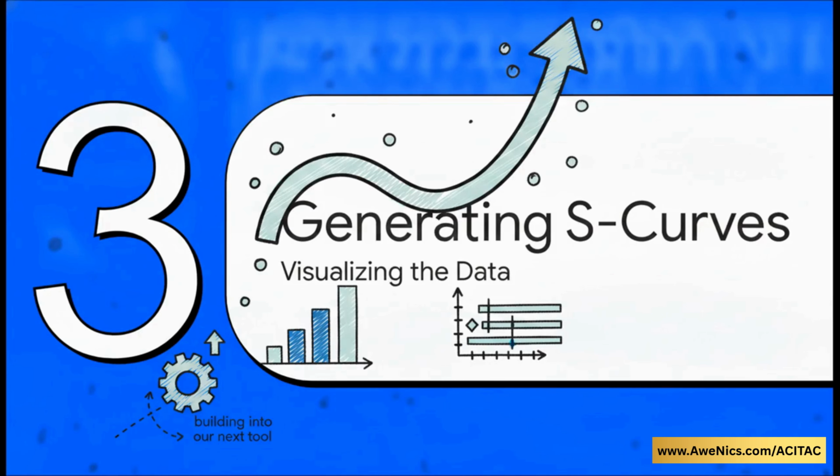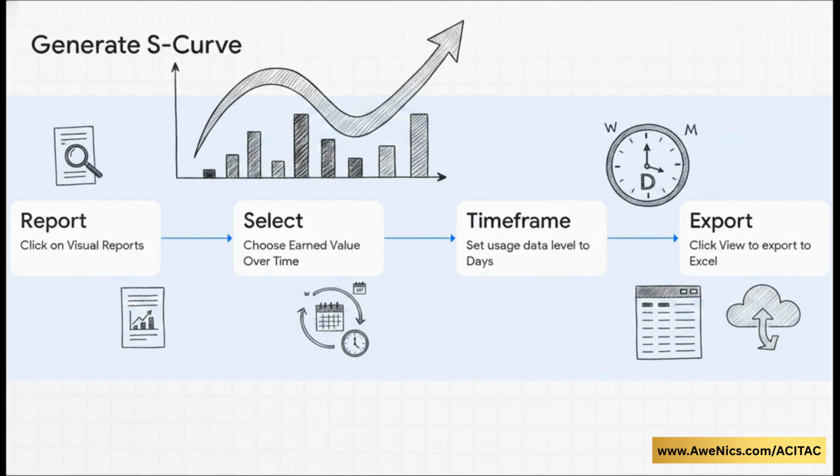All right, Section 3. Generating the S-curve. EVM tables are great for you as the project manager, but let's be real, your stakeholders are going to want visuals. Generating an S-curve in MS Project takes literally just 4 clicks. You go to Report, hit Visual Reports, select Earned Value over time, and here's the real secret for granular tracking, you set the usage data level to days. Finally, just click View to push this data directly into Excel.